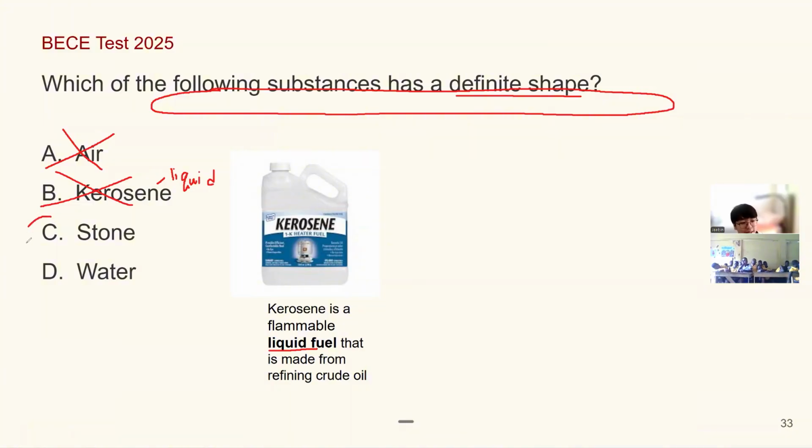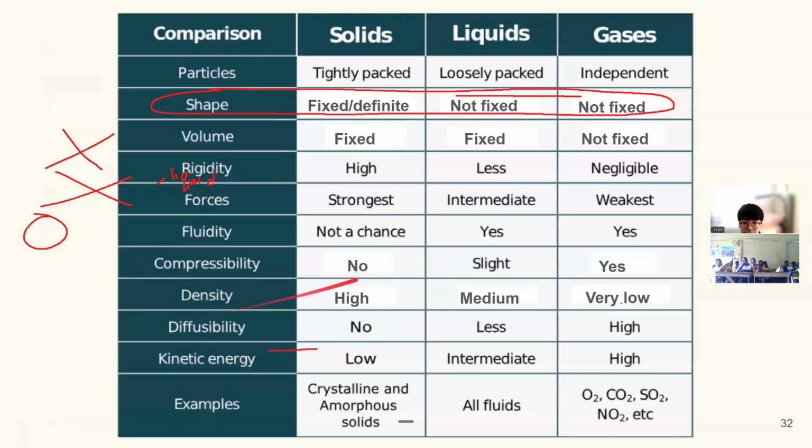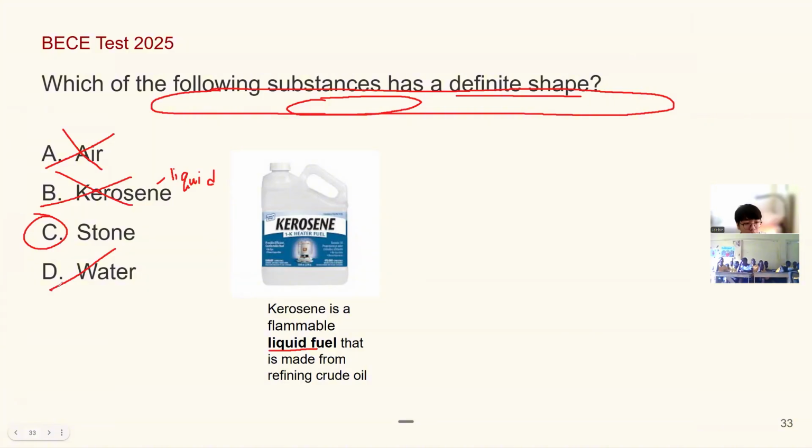Yes, that is right. If you said C, that's correct. Because stone is a solid. And solids have a fixed and definite shape. And the other option, water, is also a liquid, and we know liquids don't have a fixed shape. So the answer is C, stone. Stone has a definite shape. Okay, great job, everyone.